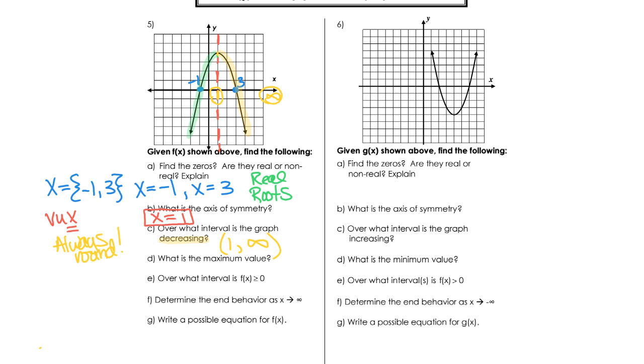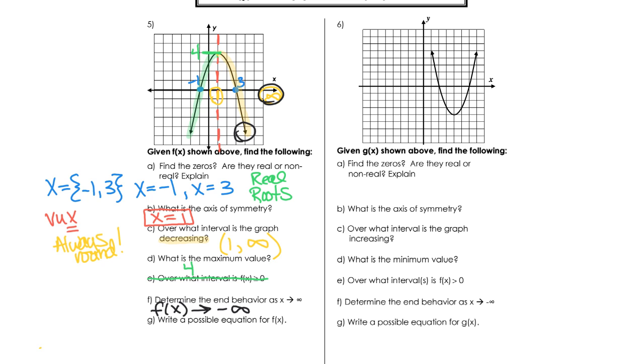All right, part D says, what is the maximum value? So remember, absolute maxes are y values. And so this is the highest y value, and that is at 1, 2, 3, 4. So our maximum is 4. Okay, we're going to go ahead and skip E. We cut that out for this year. And we're going to go to F, and it says determine the end behavior as x approaches infinity. X approaches infinity is on this side, so we're looking at this end. And we're going to go ahead and say that f of x is approaching negative infinity since it's going down.